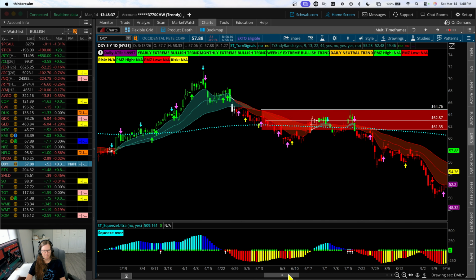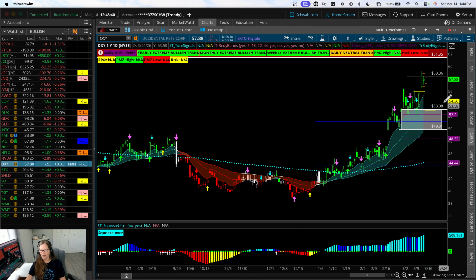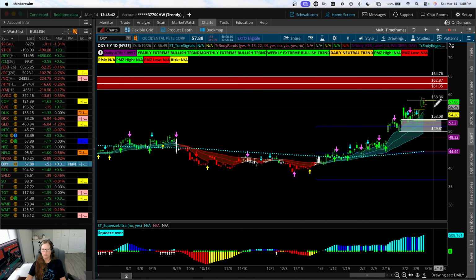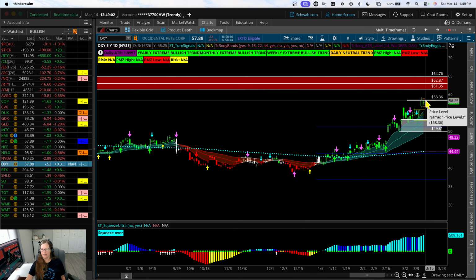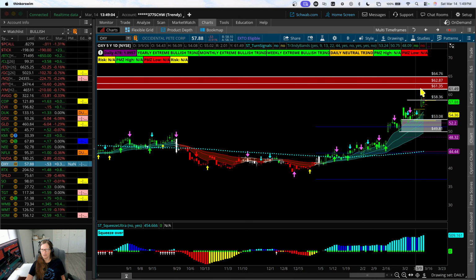All right, so now let's zoom back over and give you those potential targets. 58.36 and then 61.35 to 64.76. So this is where I would look to buy a dip and put a stop below. That would be a daily candle close below. And then I'm looking to trim and target these areas here, an upper weekly edge, and then the supply zone. All right, very cool.